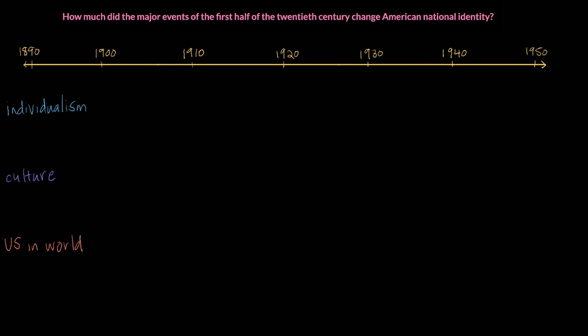I encourage you to pause the video here and think about what events you might want to discuss related to these themes. Think about the big things that happened in this era and how they could affect ideas about individualism, culture, and the United States' role in the world. You might come up with some different things than I do, and that's okay. Remember, we're doing a high-level overview of events here, so I'm not going to go into much depth about any of them, but if I mention something you're not familiar with, just jot it down and you can follow up on that concept later. Okay, first, let's look at beliefs around individualism.